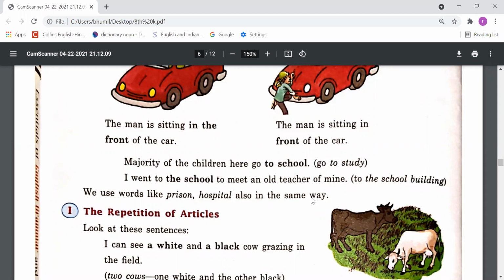If I say that my father went to the school for submitting the fees, it is a different purpose for which someone is going there. In that case, when the purpose is different, we should use the article with school, prison, hospital. Otherwise, we should use them without articles.